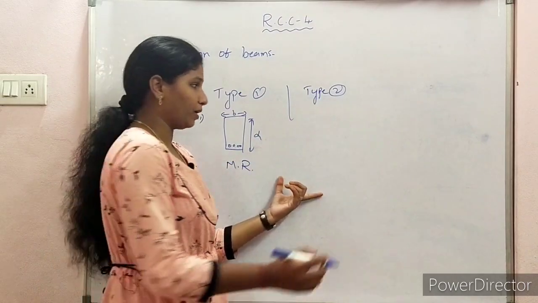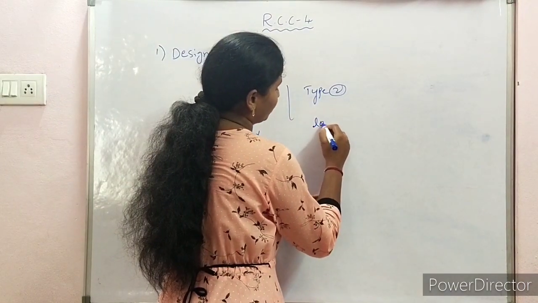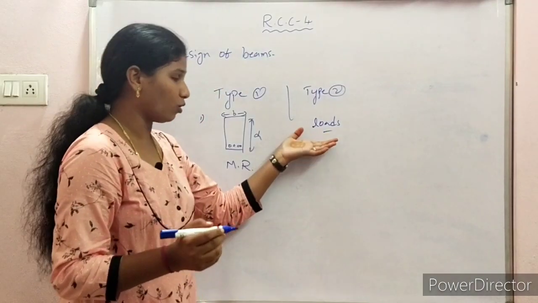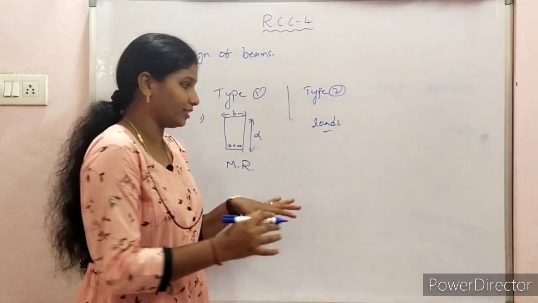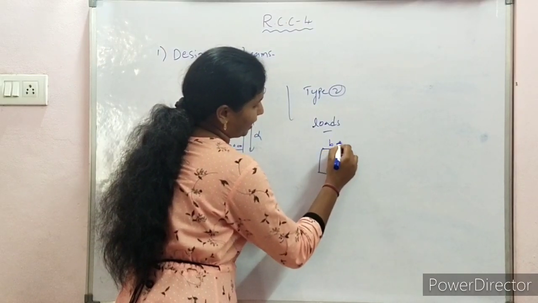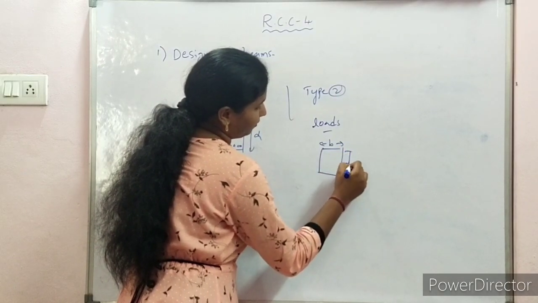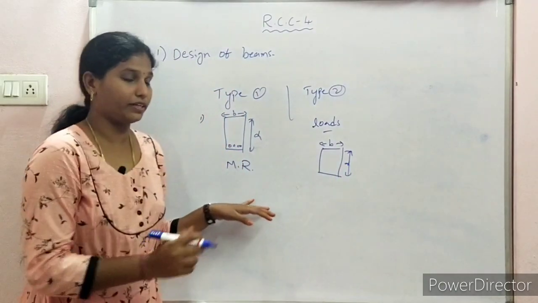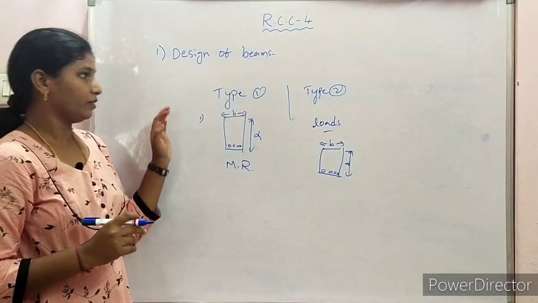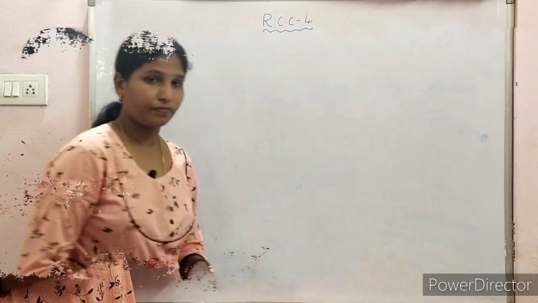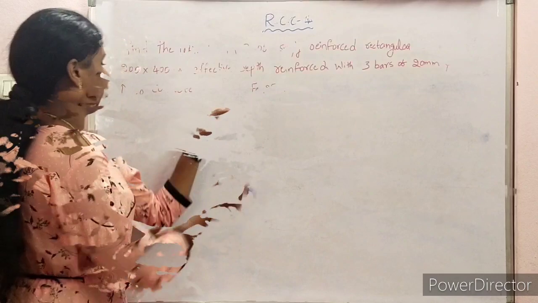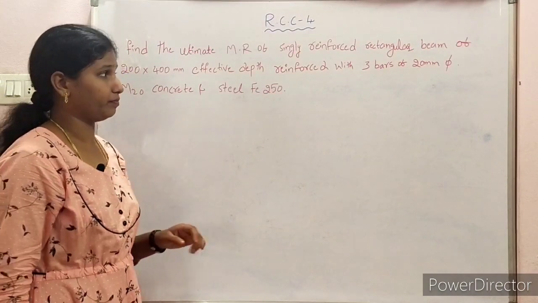In type 2 problem, only loads are given. By using the loads we have to design the cross section. That means from the loads we have to calculate the dimensions of the beam and the steel reinforcement which is required. These are the two types. First we have to solve the problem like type 1. This is the type 1 problem.